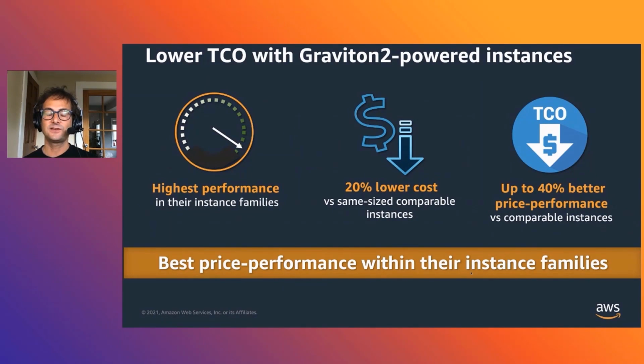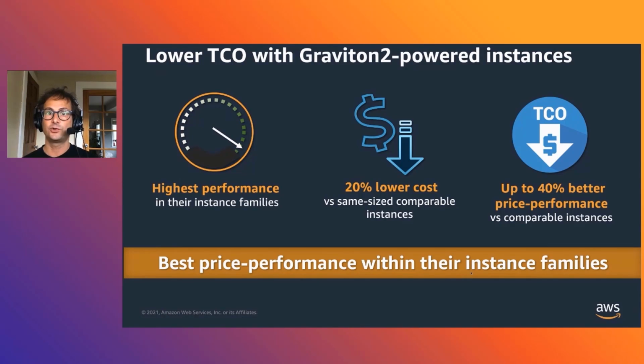Today, those instances offer the lowest possible cost in our instance families. They are the highest performance in their instance families, and they're 20% lower cost than the same sizes for comparable instances. So for example, if you compare an M6G 4XL, that's going to be 20% cheaper than an M5 4XL. And on top of that, they tend to perform a lot faster. So we tend to say up to 40% better price performance.